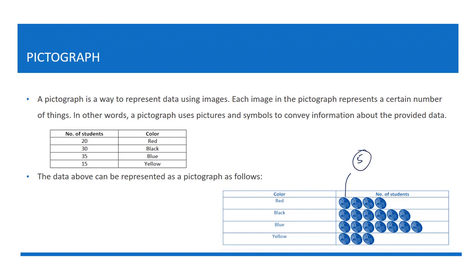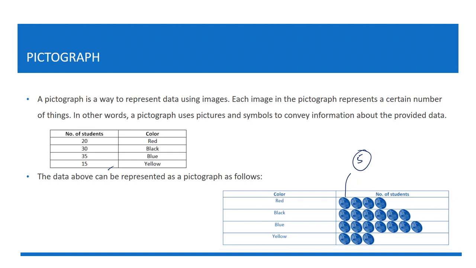So 5 plus 5, 10, 10 plus 5, 15, 20. Similarly, black, 1, 2, 3, 4, 5, 6, that is 30, 35. This is going to be 7 should be there, and as well as 3, that is 15 should be there. This is how you have to represent using pictograph.